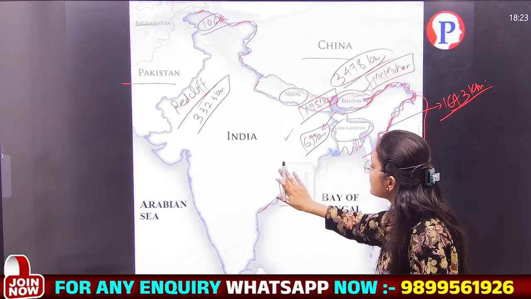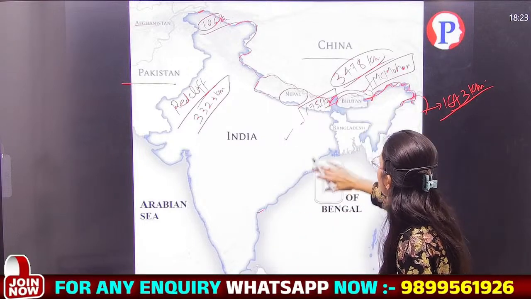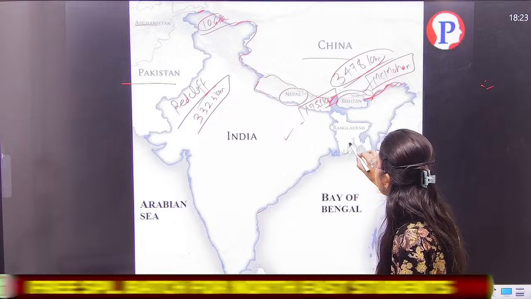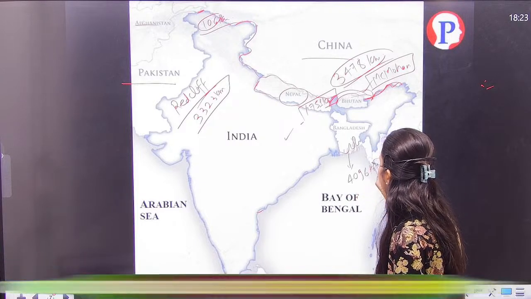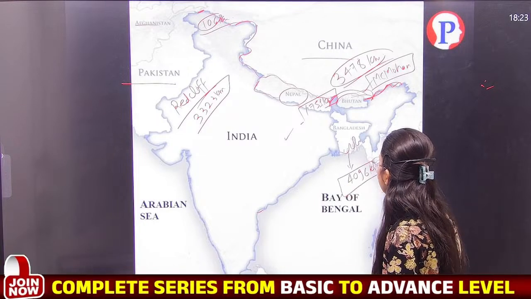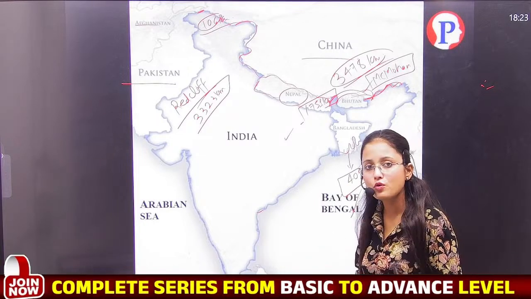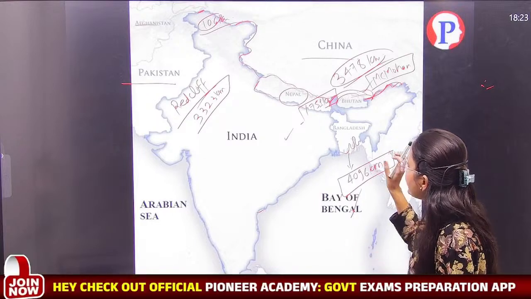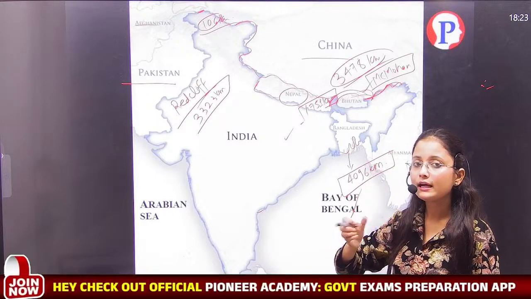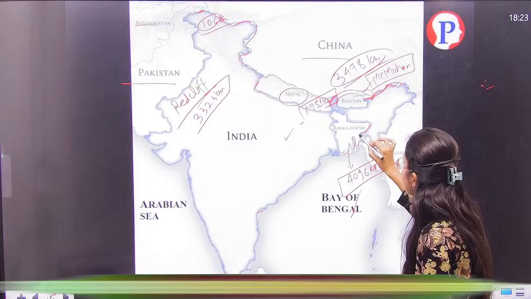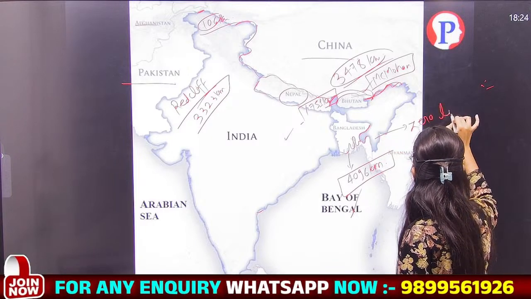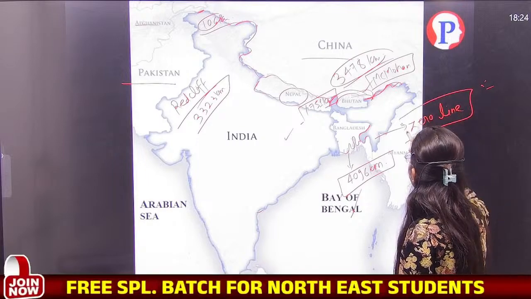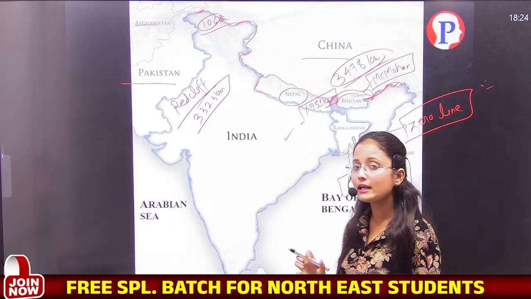India shares its longest international boundary with Bangladesh. It is 4096 kilometers. I have already told you about that. The boundary name between India and Bangladesh is the zero line.